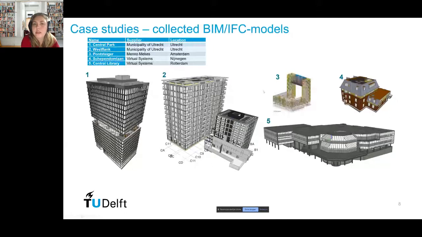So on to the case studies. We collected 5 real-world BIM IFC models. So these are models of real buildings which were really used. The 2 models from Utrecht are still under construction, so they are as designed. They are both located in Utrecht, and as you can see, they have some interesting 3D components which might not be represented well in a 2D parcel map.